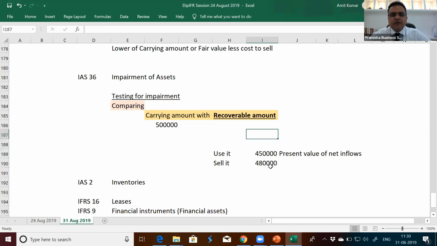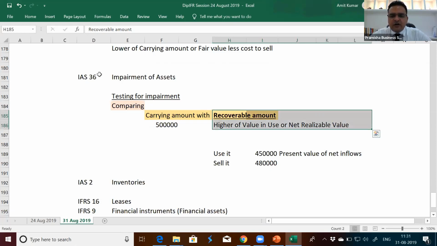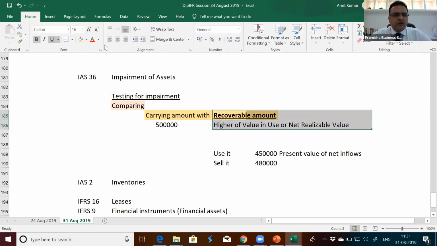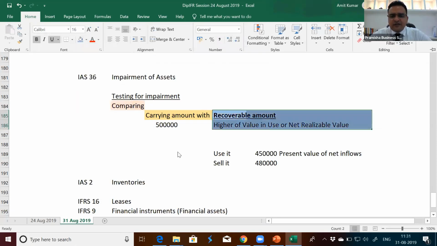Is the reason recoverable amount is always higher of value in use or net realizable value? Recoverable amount is always higher of value in use or net realizable value. Is this clear?